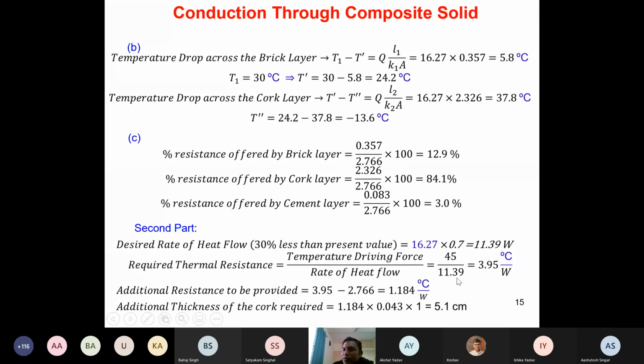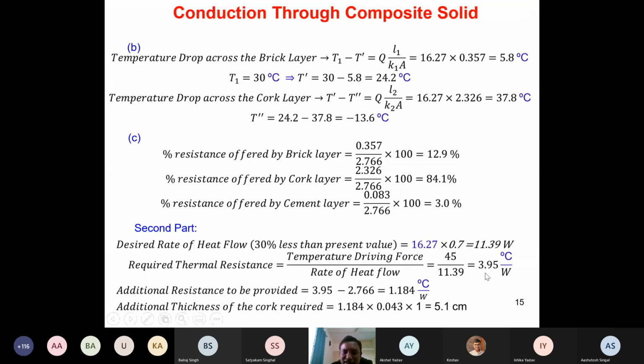So 45 divided by 11.39 comes out to be 3.95. So now the required thermal resistance should be 3.95, instead of the earlier resistance which was 2.766, isn't it? Now we require a higher amount of resistance, that is 3.95, in order to reduce the heat flow by 30%.